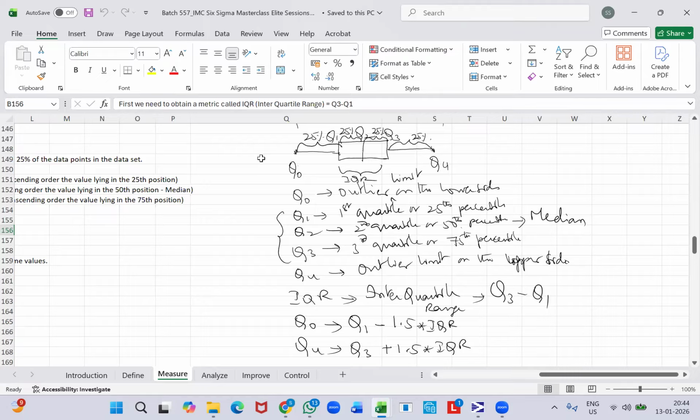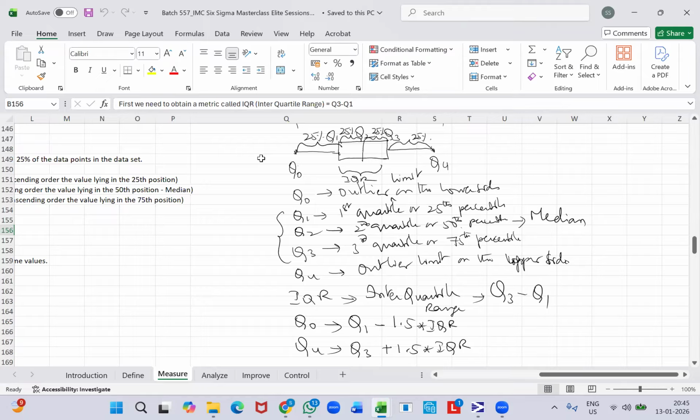So when I say first quartile or 25th percentile, it means suppose we have 100 data points arranged in ascending order. The value lying in the 25th position will be my Q1 value. Similarly, if you have 100 data points arranged in ascending order, the value lying in the 50th position will be the Q2 value. So this is the central value, and hence Q2 will be referred to as the median. And then if you have 100 data points arranged in ascending order, the value lying in the 75th position will be my Q3 value.